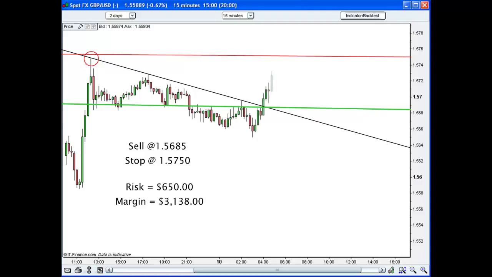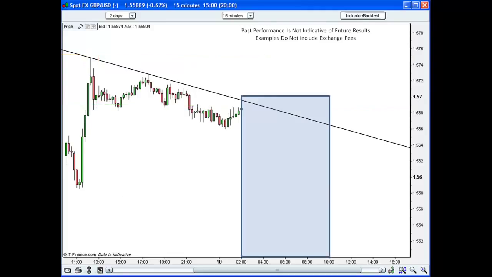And you go ahead and do it, and then it spikes against you, knocks you out of the trade. You just lost $650. That's horrible. But what's even worse is when the market just flies down right after that, and you're like, what? I knew I was right, but you didn't have time to be right because you got stopped out of the trade.